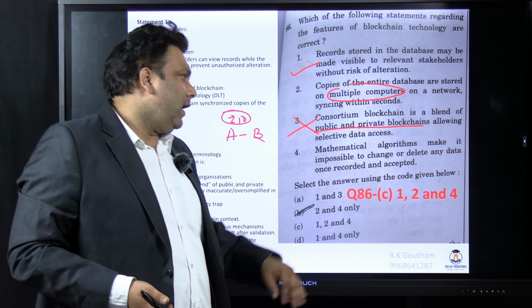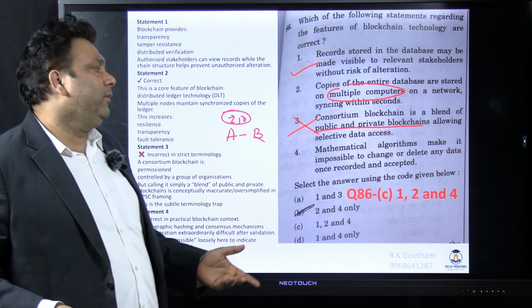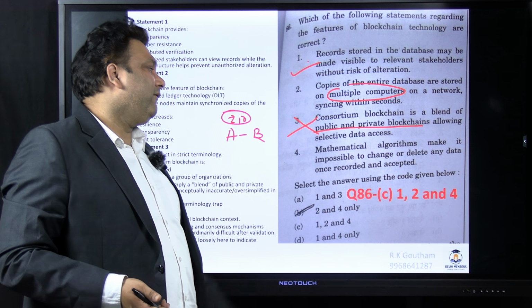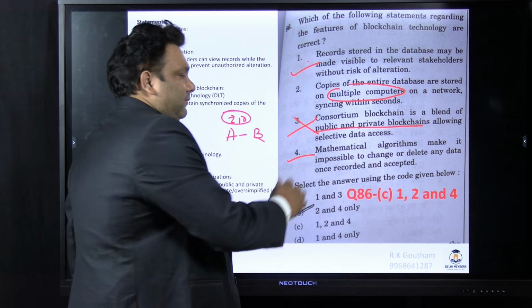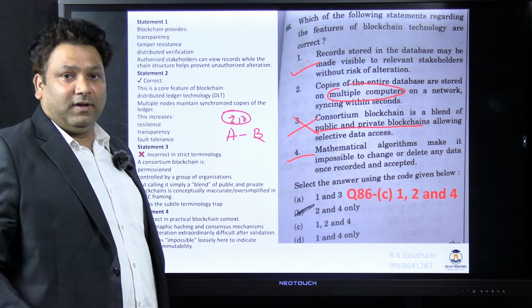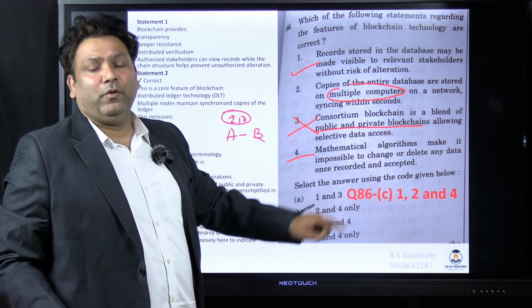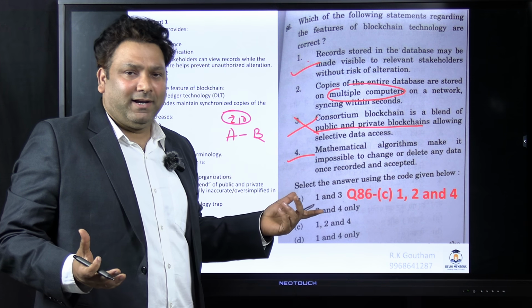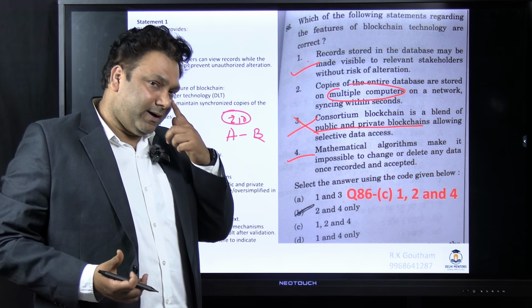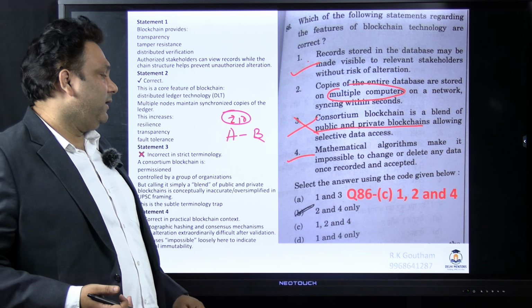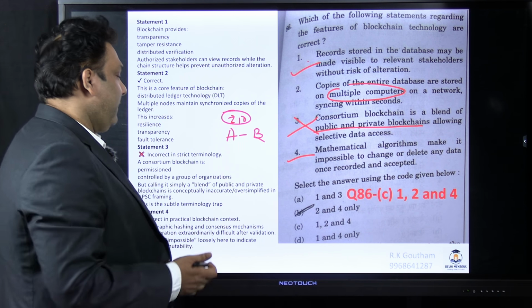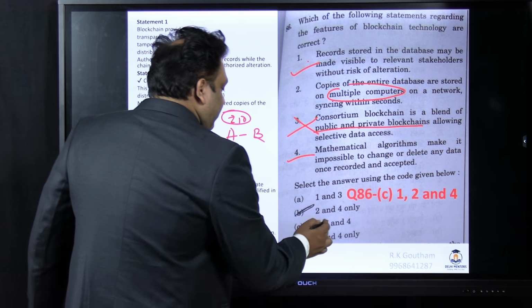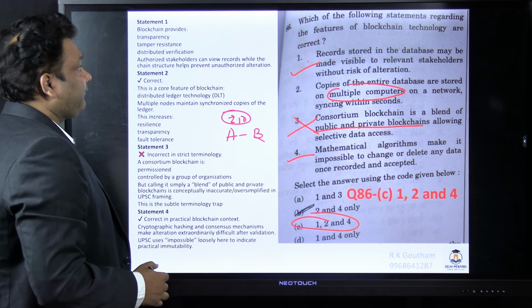Next, mathematical algorithms make it impossible to change or delete any data once recorded and accepted. So this is also true. अगर कोई डेटा को करप्ट करता है then blockchain का कोई मीनिंग ही नहीं है. Then it can be easily corrupted, right? So this is the right statement. The answer is 1, 2 and 4. C is the answer here.